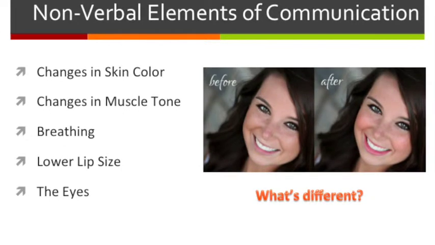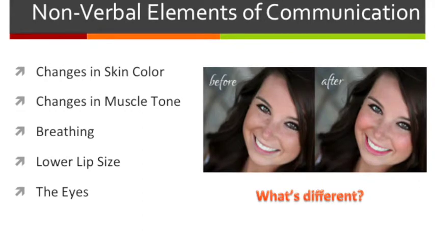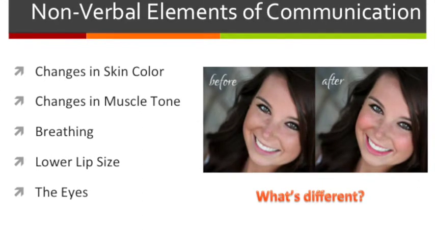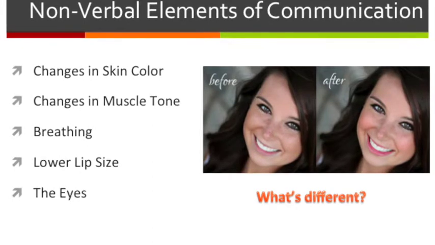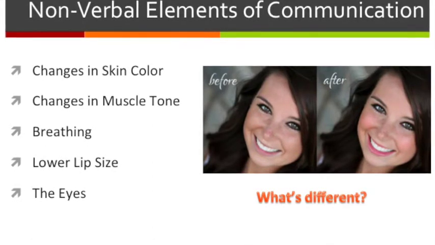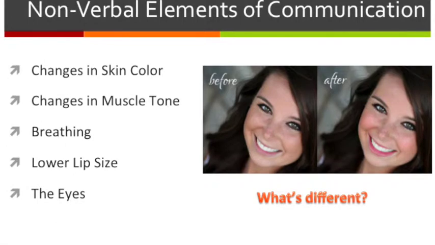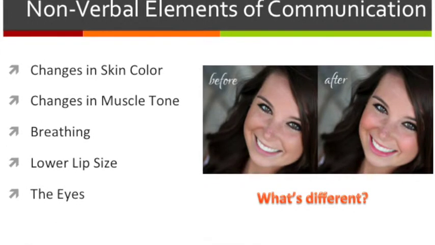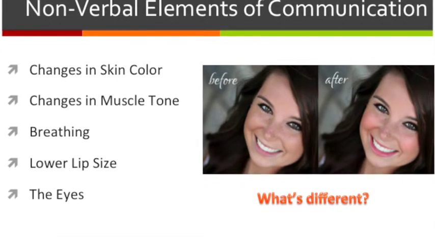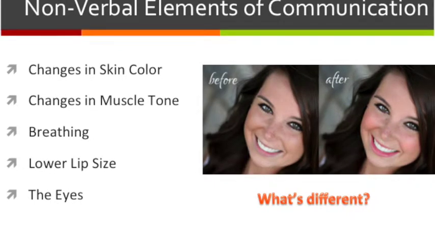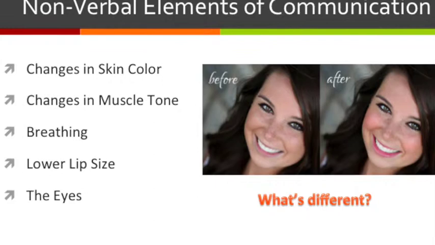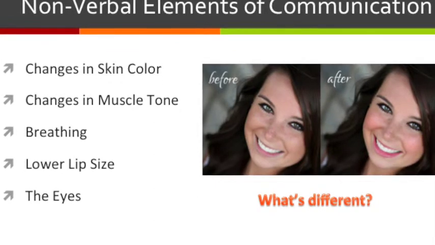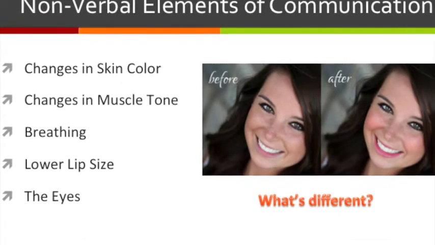1. Changes in skin color. A shift from a neutral color to blushing of the skin can indicate anything from embarrassment to anger to being in a room that's too hot, depending on the context of the discussion. 2. Changes in muscle tone, also known as skin tonus, especially in the face, can also indicate a change in emotional state. 3. Breathing can change from moment to moment.